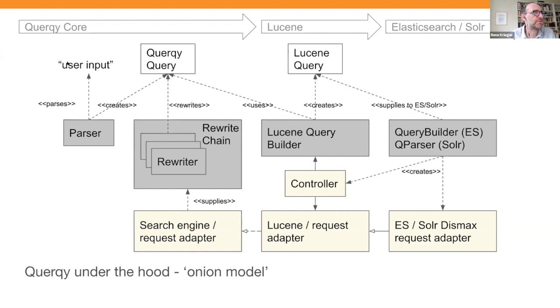So what we do is we take the user input and parse it into an object model that is not a Lucene, Solr, or Elasticsearch object model, but a Quirky object model. That represents the terms in the query, the clauses, and their combinations. Then we have this rewrite chain. The rewrite chain is a list of query rewriters that manipulate the query.